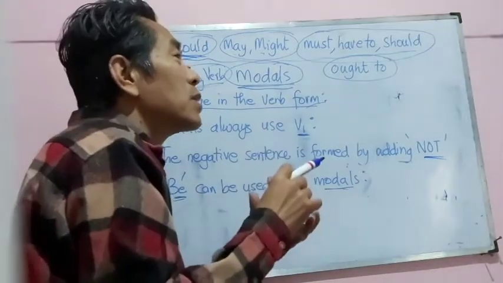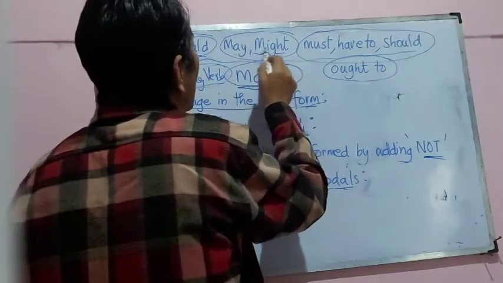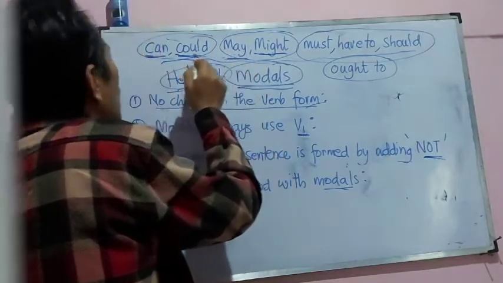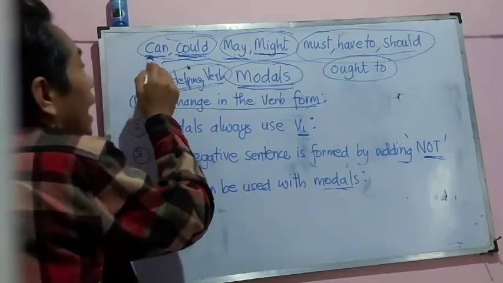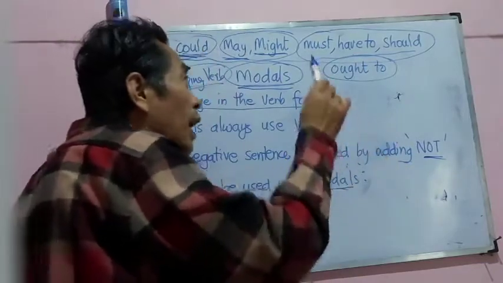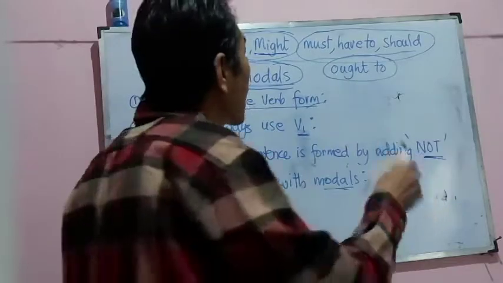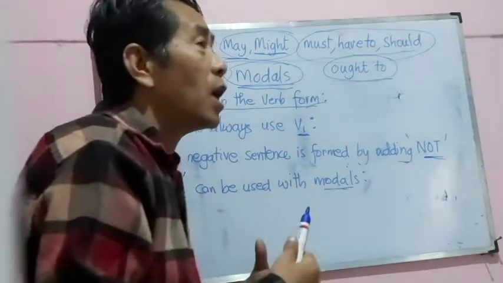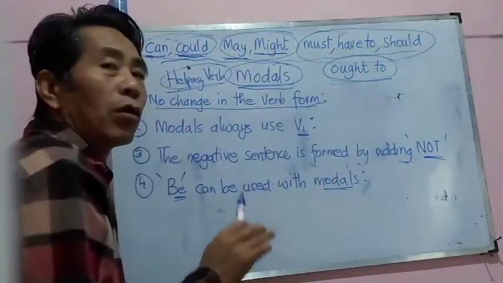When I was small, he might beat me. So when we talk about a past event, we use might. When we talk about present, we use may. When we talk about a past event, we use could. When we talk about the present, we use can. And then we have must, have to, you must, you have to, you should. It shows a different meaning. And then you ought to, we ought to. This shows some kind of obligation, advice. Now these are called modals.